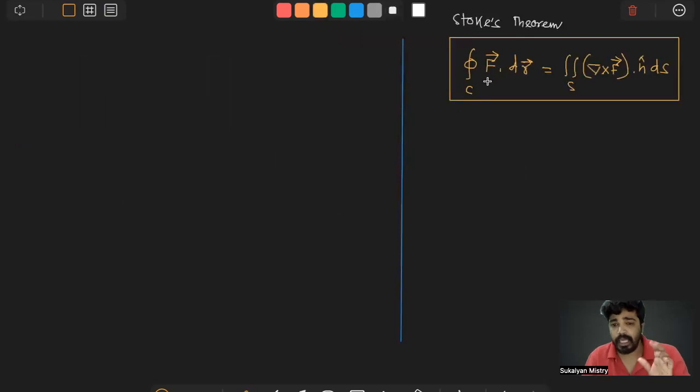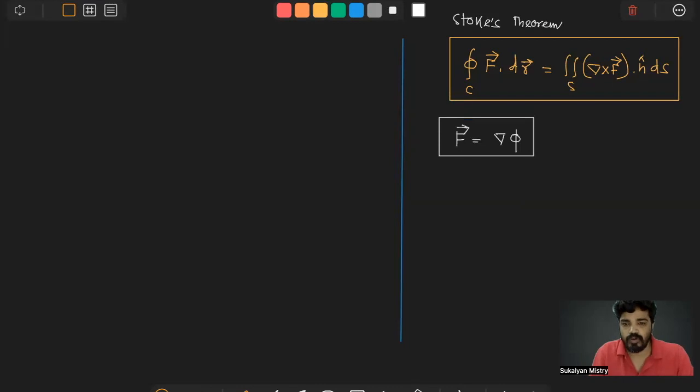এবার আমি f কে কনসিডার করছি, we consider f is equal to del phi. Getting my point? We consider f is equal to del phi. So taking f is equal to del phi, just you replace f by del phi. Clear?